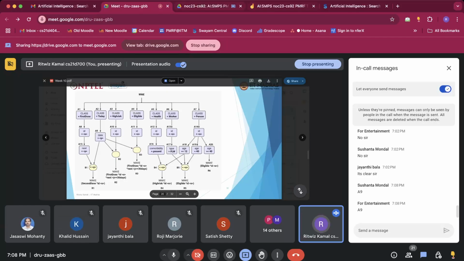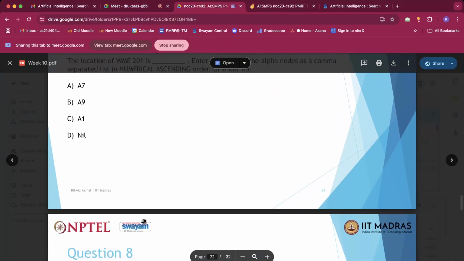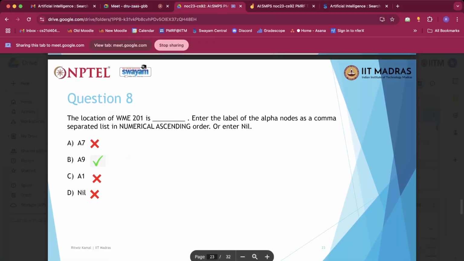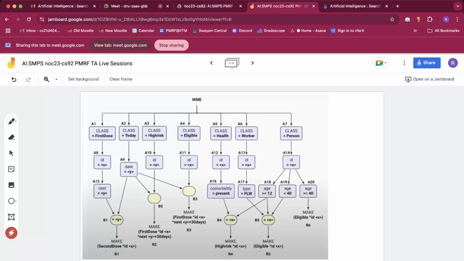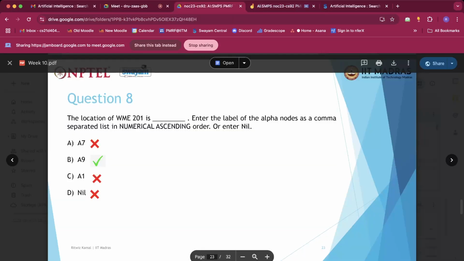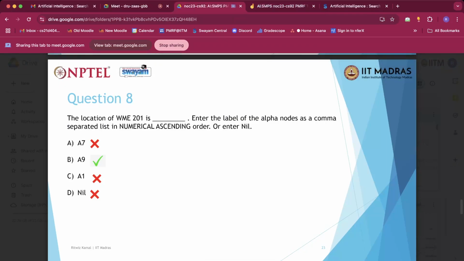So I see some of you have already answered the question, so let's go and check. That is right, A9 is the alpha node in which this information is contained. If you have to verify this from the net, we can follow this structure. So today's date, the value of the date, will be contained in the alpha node A9. So that answers question 8. I hope there are no doubts here.